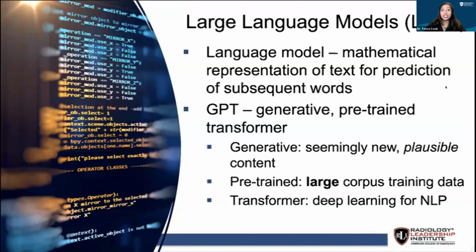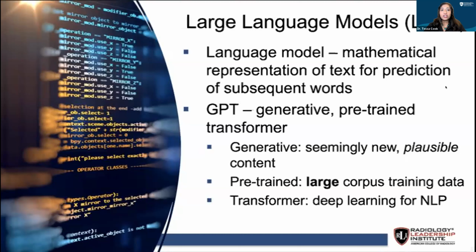GPT stands for Generative Pre-trained Transformer. So you'll notice none of those words are "large language" or "model." Generative, because these LLMs are producing what is seemingly new, and this is the key point, plausible content. They're pre-trained on very large quantities of data. So in the case of LLMs, we're talking about billions to trillions of tokens, a token being a word part.